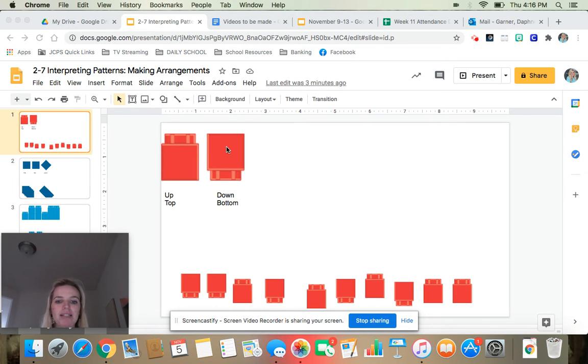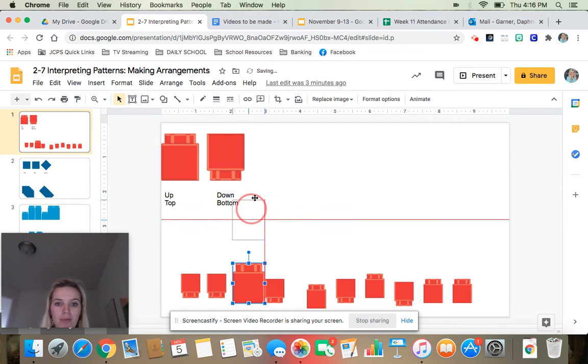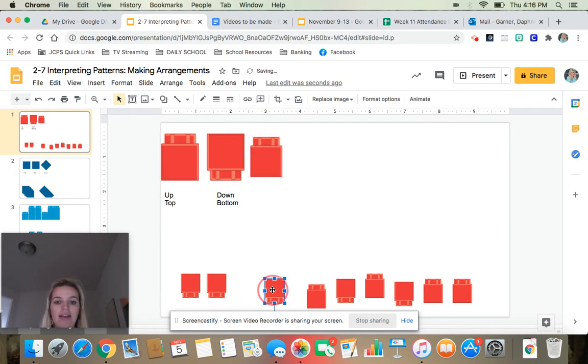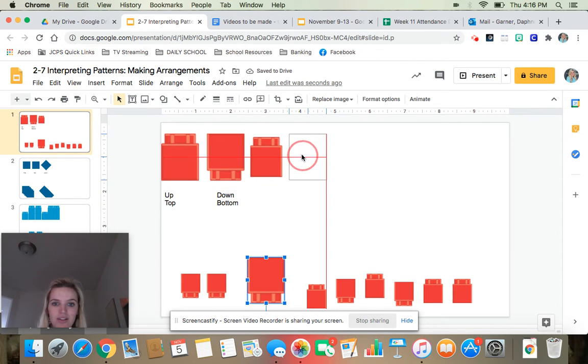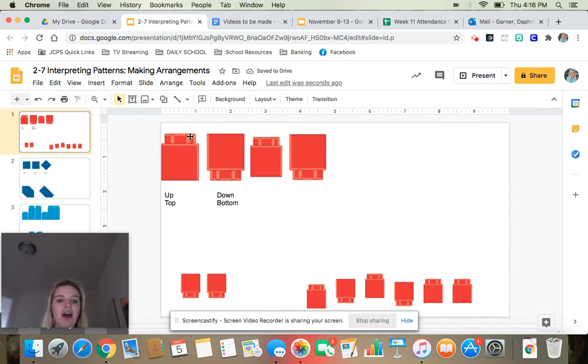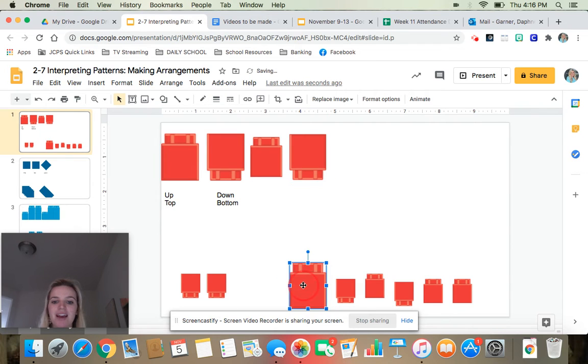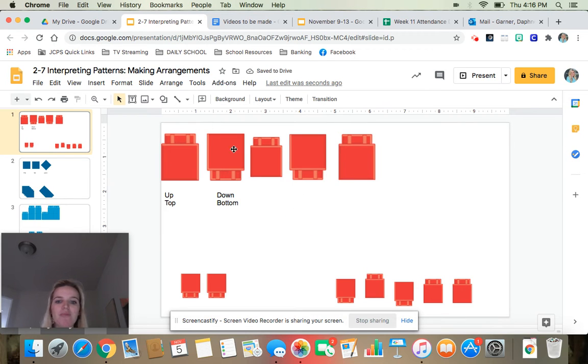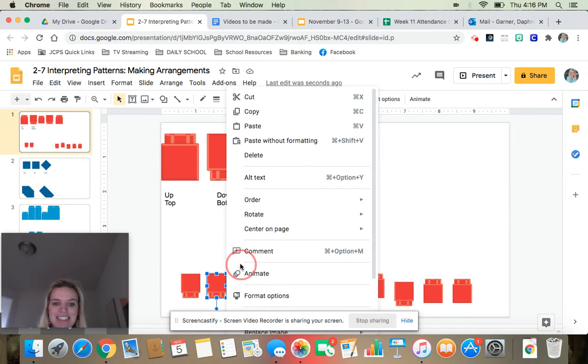So we have up, down. Now I need an up. Now I need a down. Let's read what we have so far. Up, down, up, down. What comes next? Up. If you said up, you were right. Let's read from the beginning. Up, down, up, down, up, down. Down does come next.